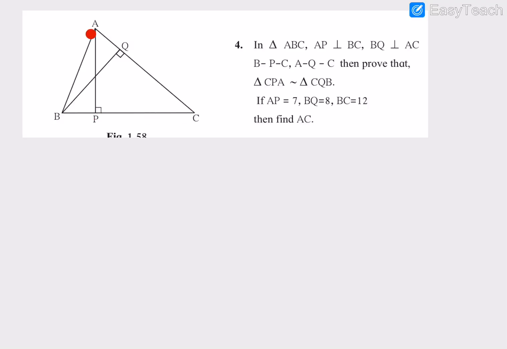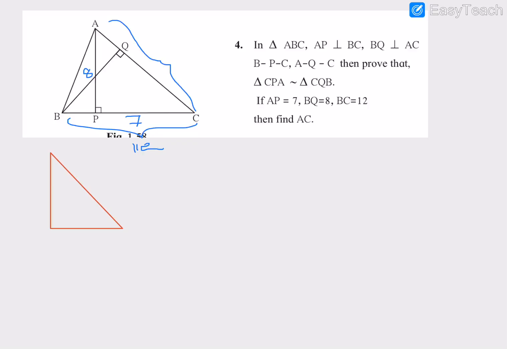So we have to prove that these two triangles, triangle CPA and CQB, are similar, and also given that AP is 7, BQ is 8 units, and BC is 12 units. We have to find the side AC in this problem. Before that we also need to prove that these two triangles are similar.